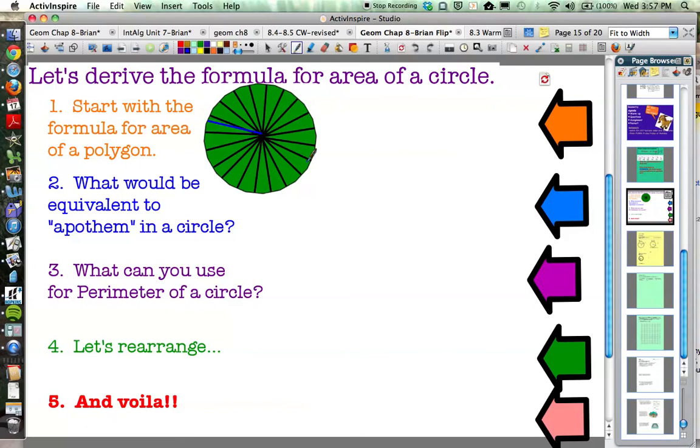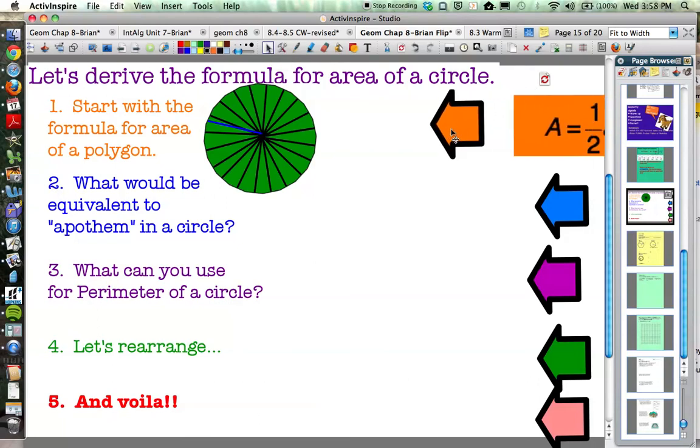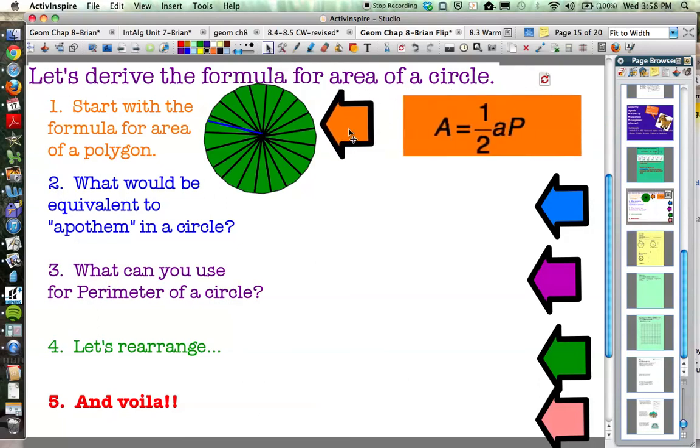So we can start to blend the formulas together. This blue segment right here is the radius, and the black segment is the apothem. And notice how close they are together. All right, so as we add more and more sides, that apothem and that radius basically start to overlap each other. So let's start off with a formula that we already know. The area of a regular polygon is 1/2 times apothem times perimeter, or apothem times perimeter divided by 2 is another way of thinking about that.